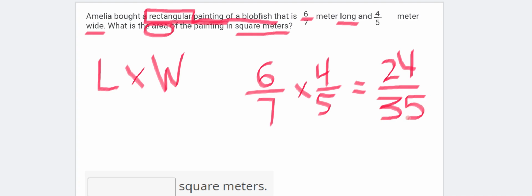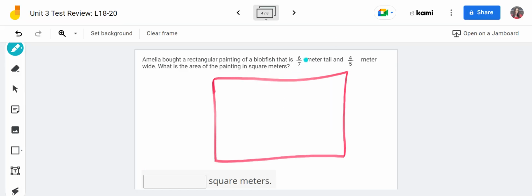And then I think about, can I simplify this answer? And I can just leave it as 24 over 35. It cannot be simplified because I cannot divide both numbers by 2 or by 3 or by 4 or by 5 or by 6. So I know that it cannot be simplified. Of course, I do want to check my work with a model, but first I'm going to put 24 over 35. And of course, what is my label? Square meters.